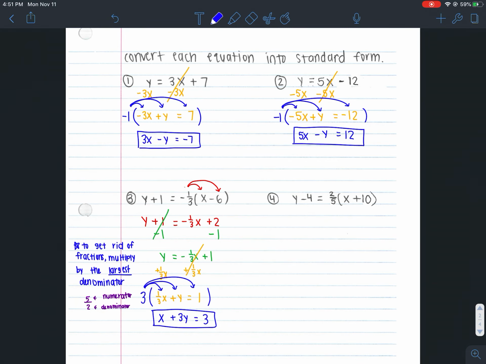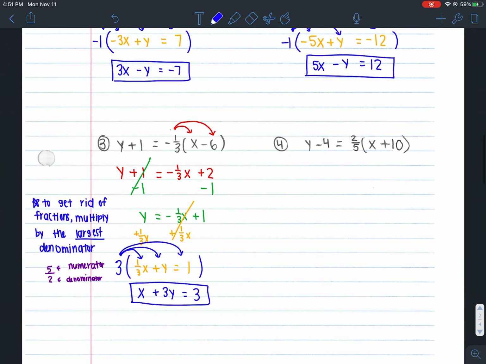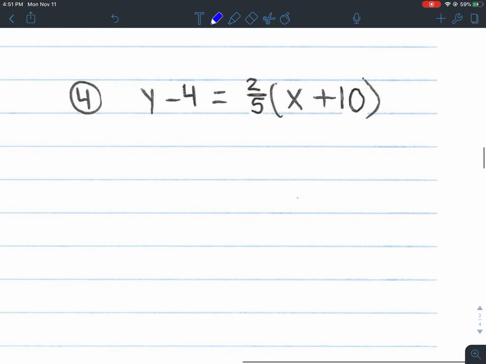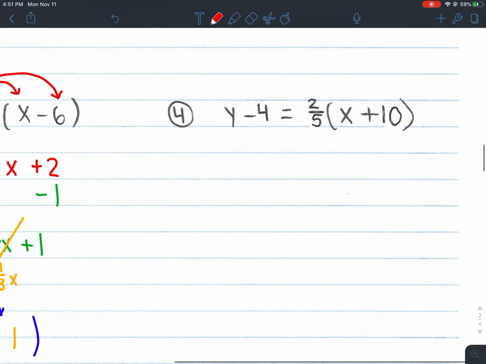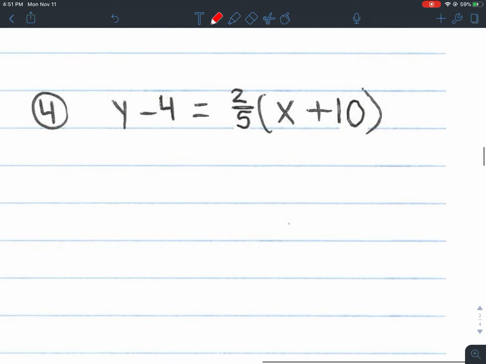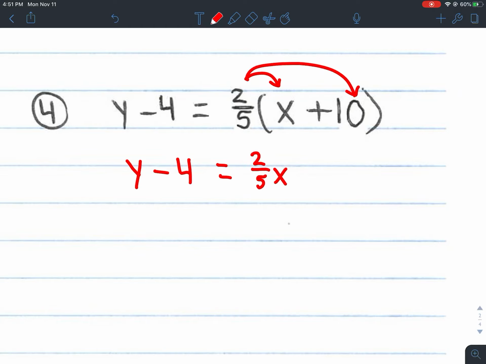Okay, so this one was a little bit more work than the last problem because we started off in point slope form. But again, we're still doing the same process over and over again. Number 4, the first thing I'm going to do is distribute. I want to get rid of those parentheses. So we're going to distribute 2/5 to both things. So we have y minus 4 equals 2/5 x. 2/5 times 10 is going to be plus 4, I believe.